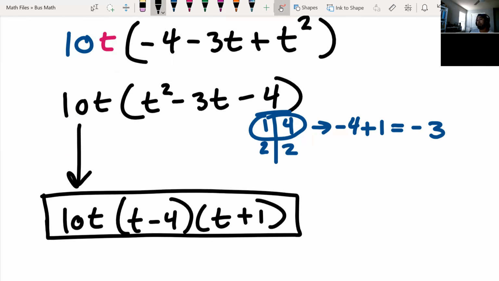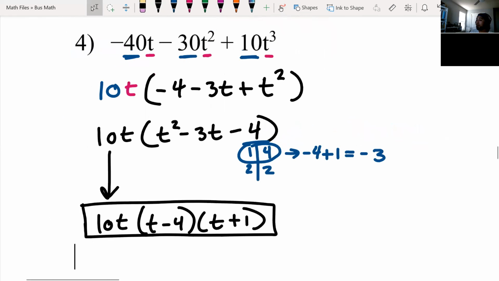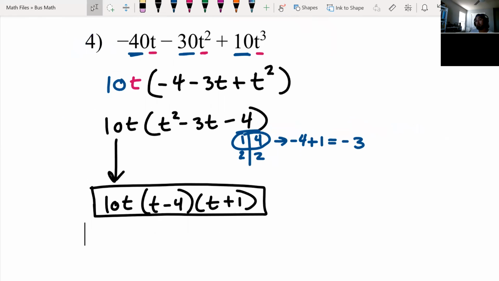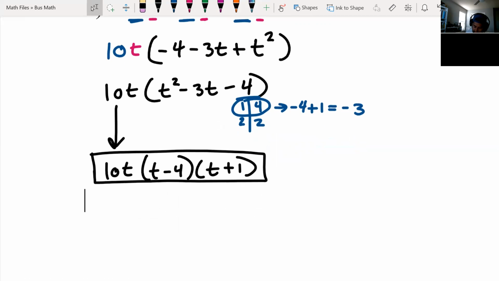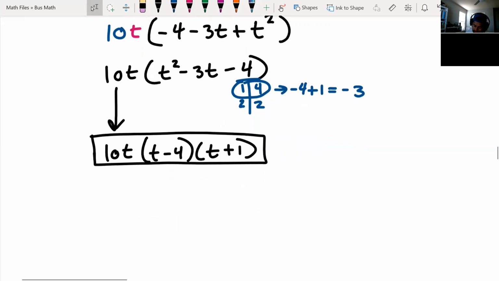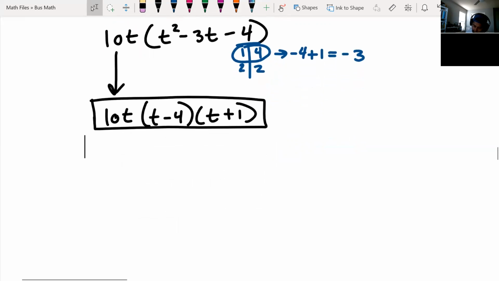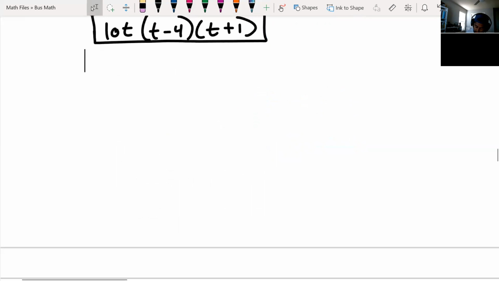What you said, 15. Don't forget about that 10, that 10t. It's part of the answer the whole way. All right. Good on that one. All right. Let's go.